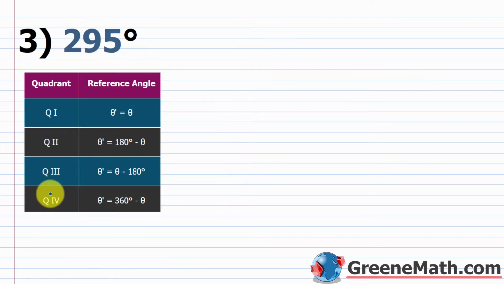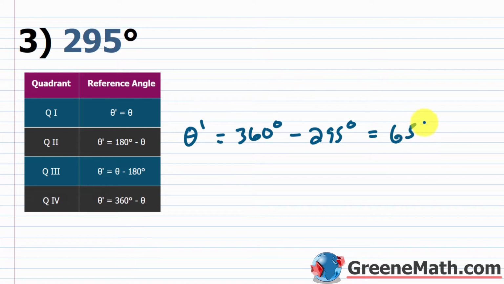So coming back up here, again, if you're in quadrant 4, your theta prime is equal to 360 degrees minus your 295 degrees, which again is 65 degrees.